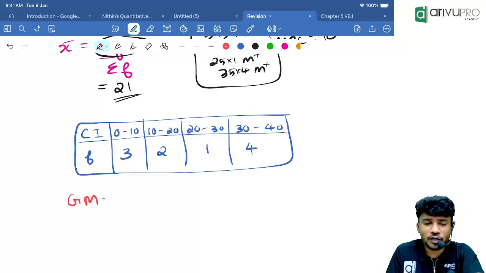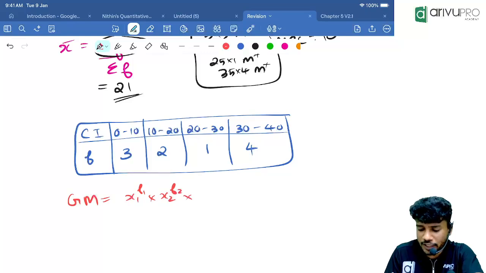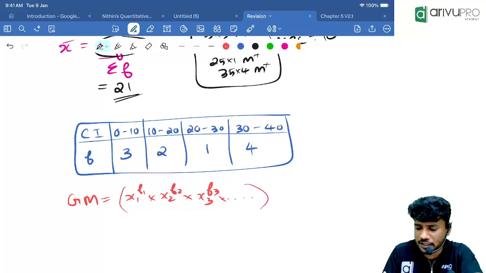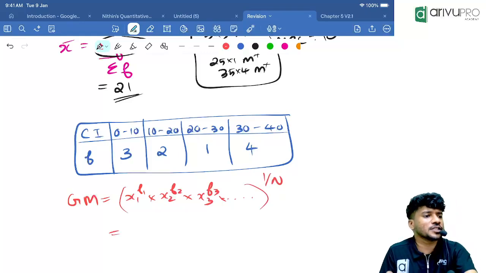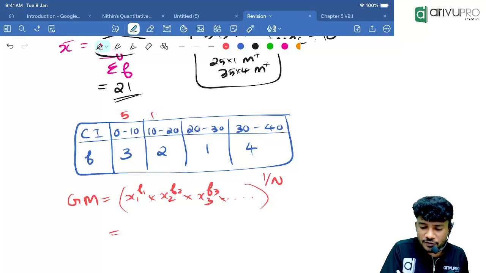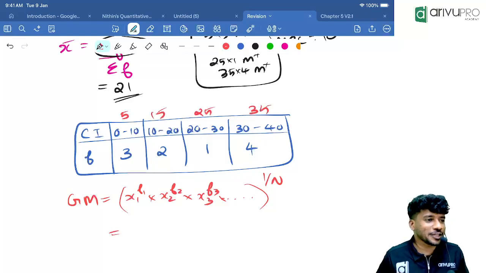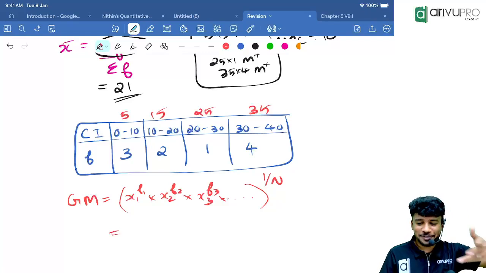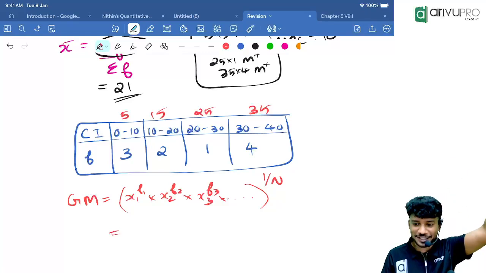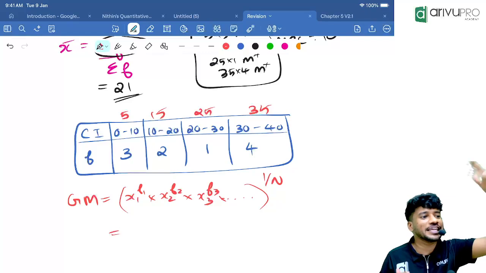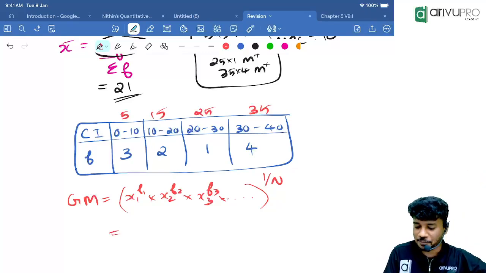We are going to find geometric mean. GM formula is what? For grouped data: x1 raised to f1 into x2 raised to f2 into x3 raised to f3 into etc, the entire thing raised to 1 by n. Now people, x1 value is how much? Which is the first x value? 5. 15 is the second value, then 25, then 35. Now it will become a very huge value. I know that because 5 raised to this much, this raised to this much will become a huge value, even though we will try using the calculator.